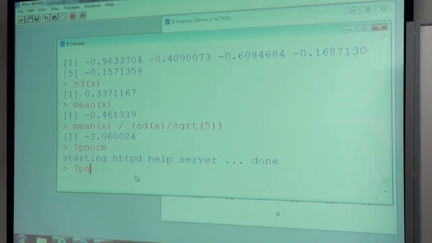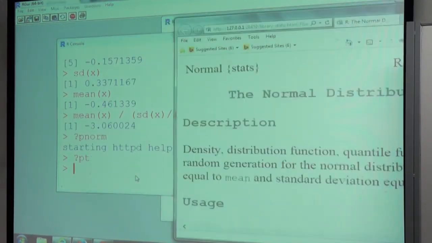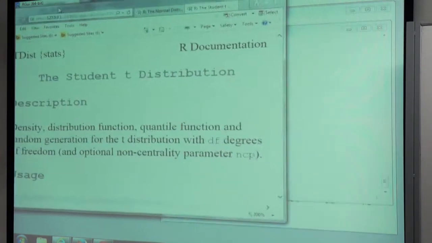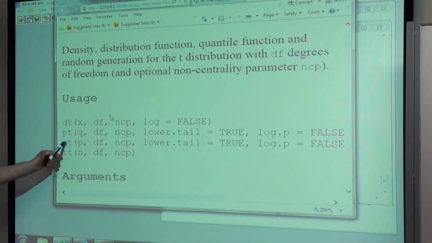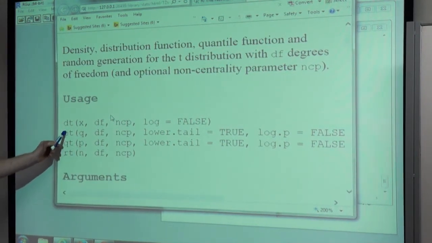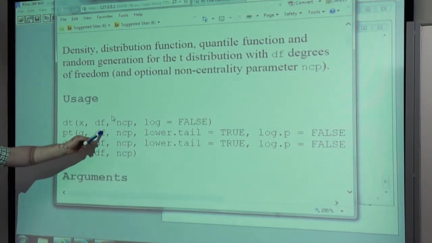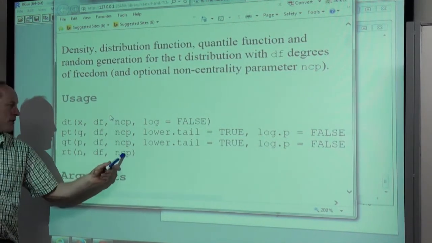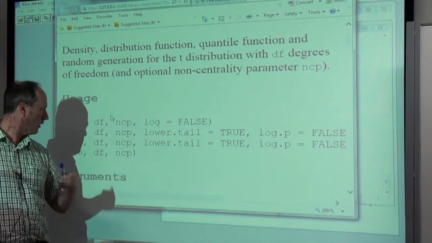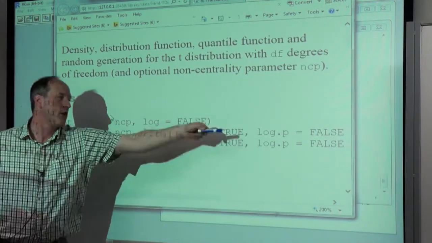What we need now is pt for the t distribution. And just before we do that, we'll have a look here. You'll see that we've got the same d, p, q, and r, which is random numbers from the t distribution, and quantiles. This is the one we want, pt. We've got this extra argument, df, degrees of freedom. And ncp is a non-centrality parameter, which I'm not covering because I don't really understand it. And we've got some other arguments too.